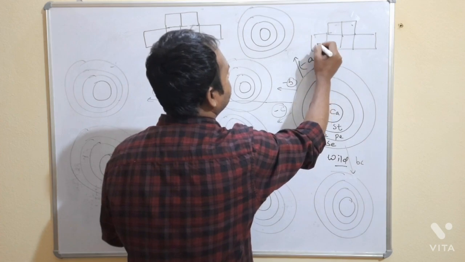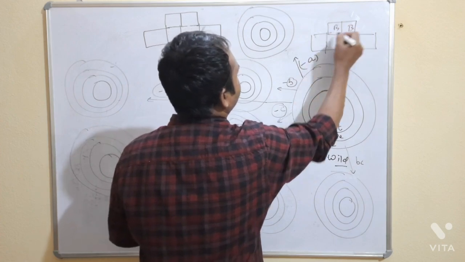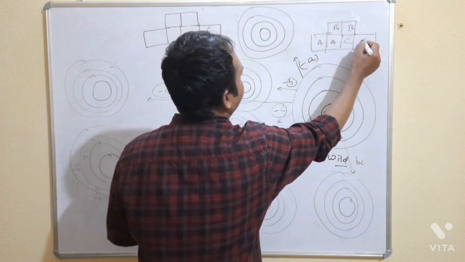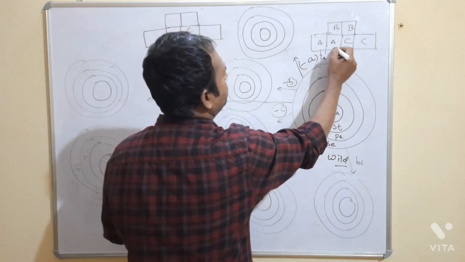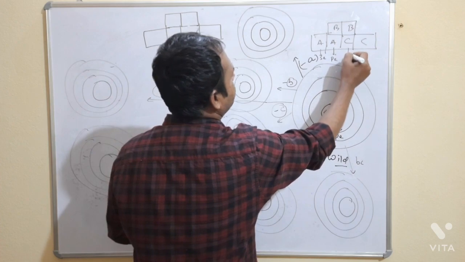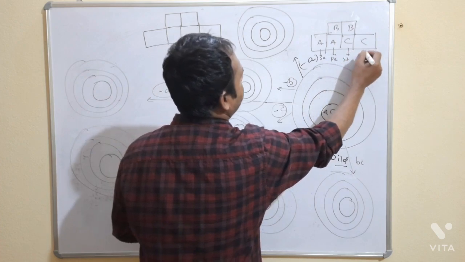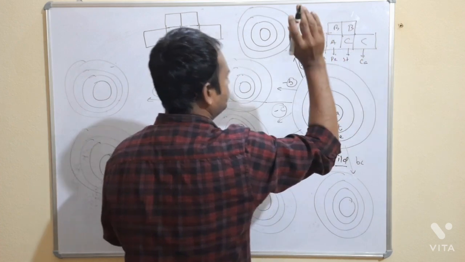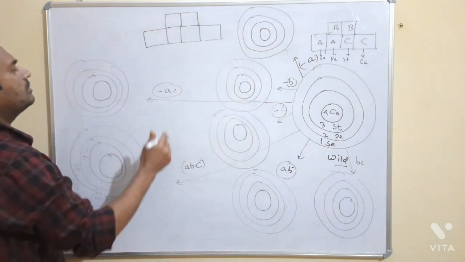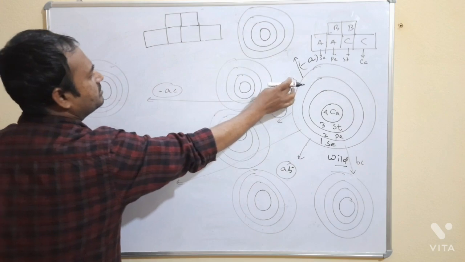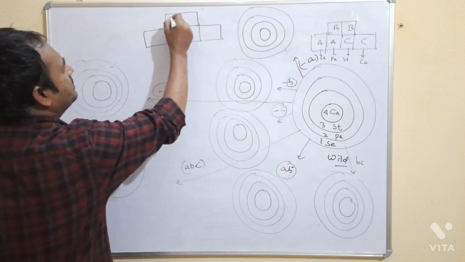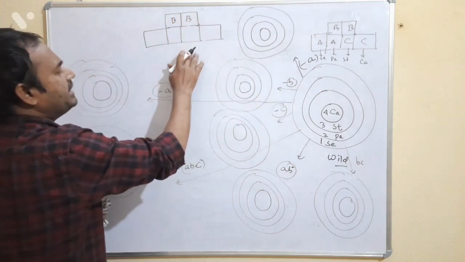Now here B, A, C, C. Here sepal was being made, here the petal was there, here the stamen was there, and here the carpel was there. Now what will happen in case of ablation, meaning the A gene is absent?